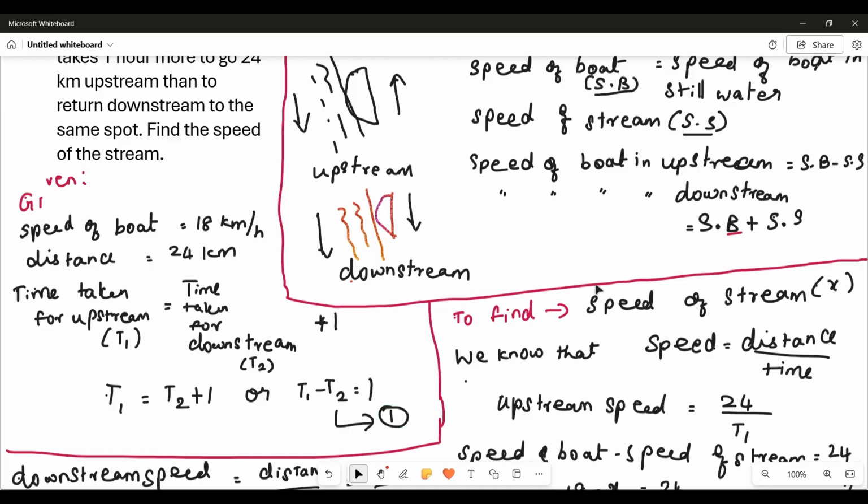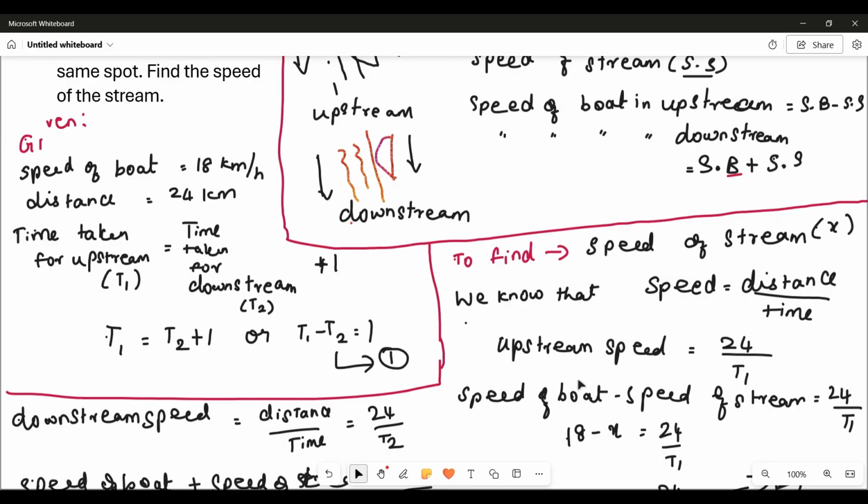Now, they're asking us to find the speed of stream. We'll make use of the upstream speed and the downstream speed, and then plug those values into equation 1 and find the speed of stream.